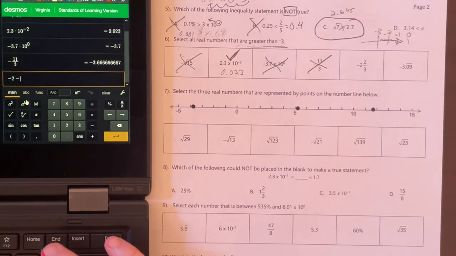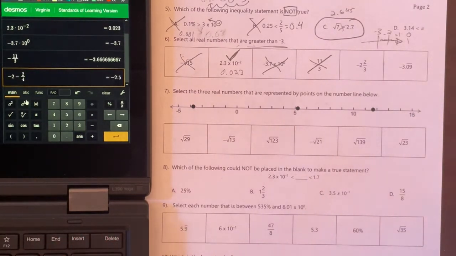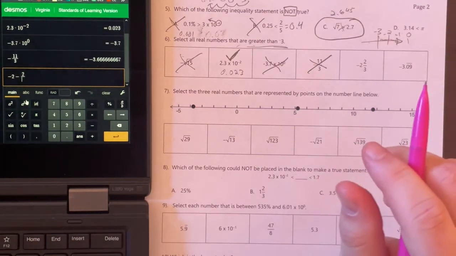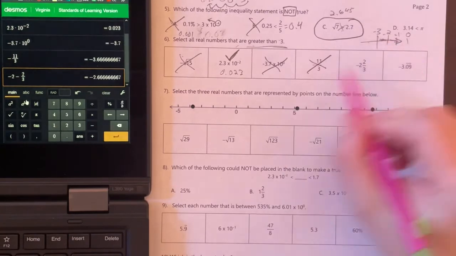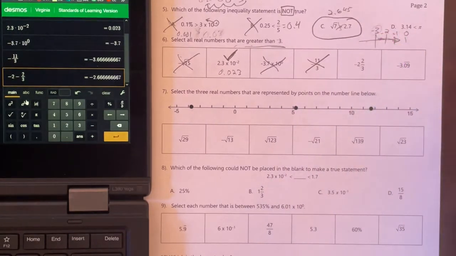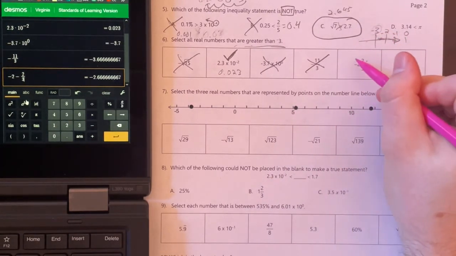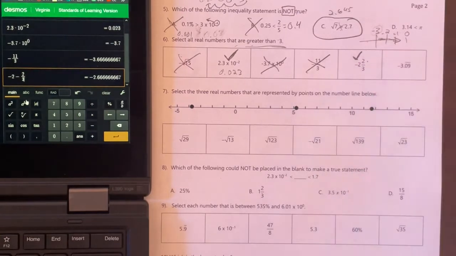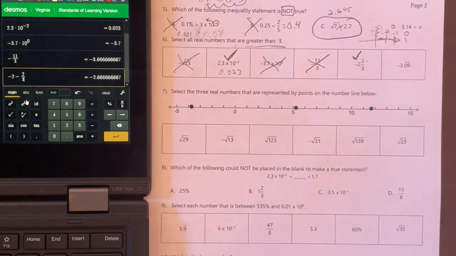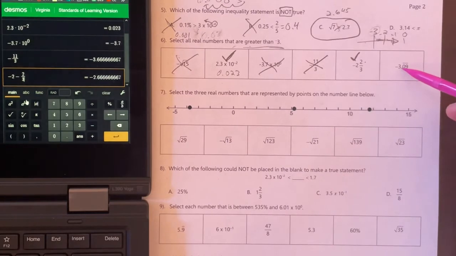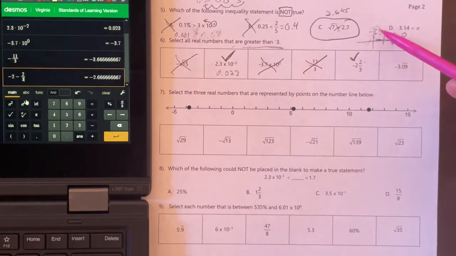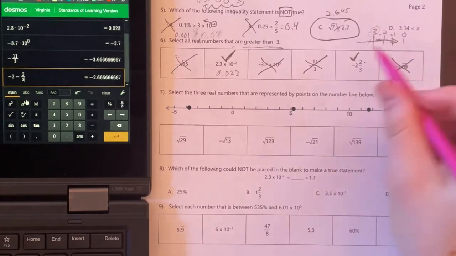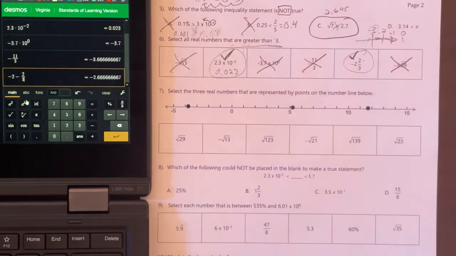What about -2 and 2 over 3? That actually does work. It'd be about right there, which is to the right of that -3 value. So we are going to select this one. And then for that last one, we have -3.09 repeating. Since it's to the left of our -3, we're not going to include it. So just these two values.